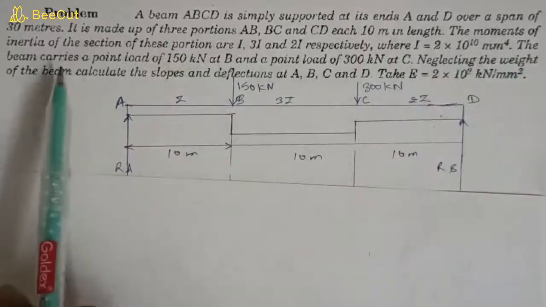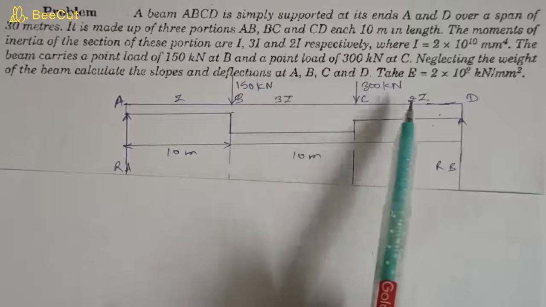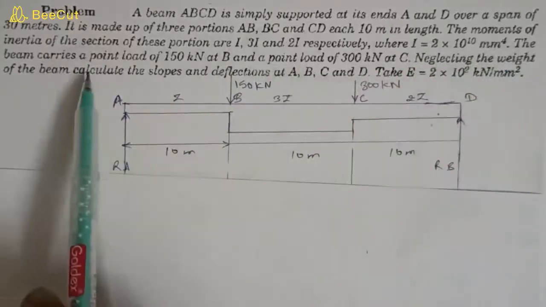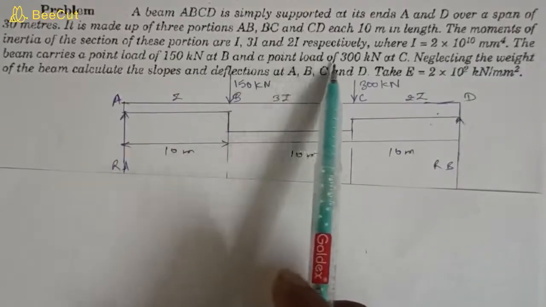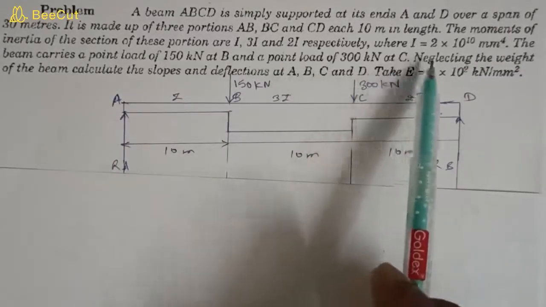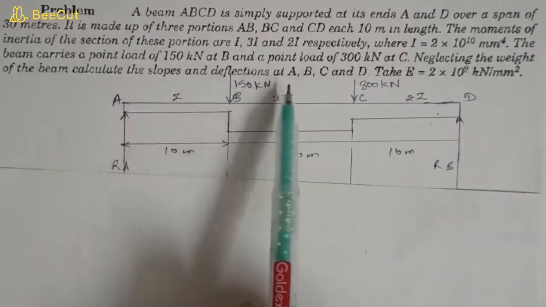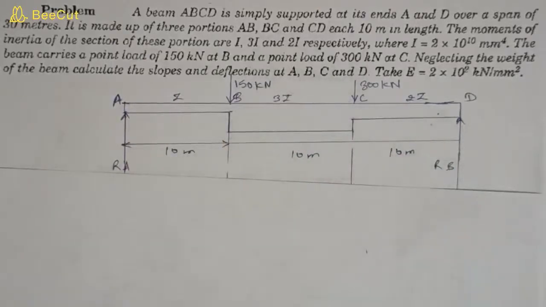The moments of inertia of each section of this portion are I, 3I and 2I respectively, where the value of I is given. The beam carries a point load of 150 kN at B and a point load of 300 kN at C. Neglecting the weight of the beam, calculate the slope and deflection at A, B, C and D. The value of E is also given.